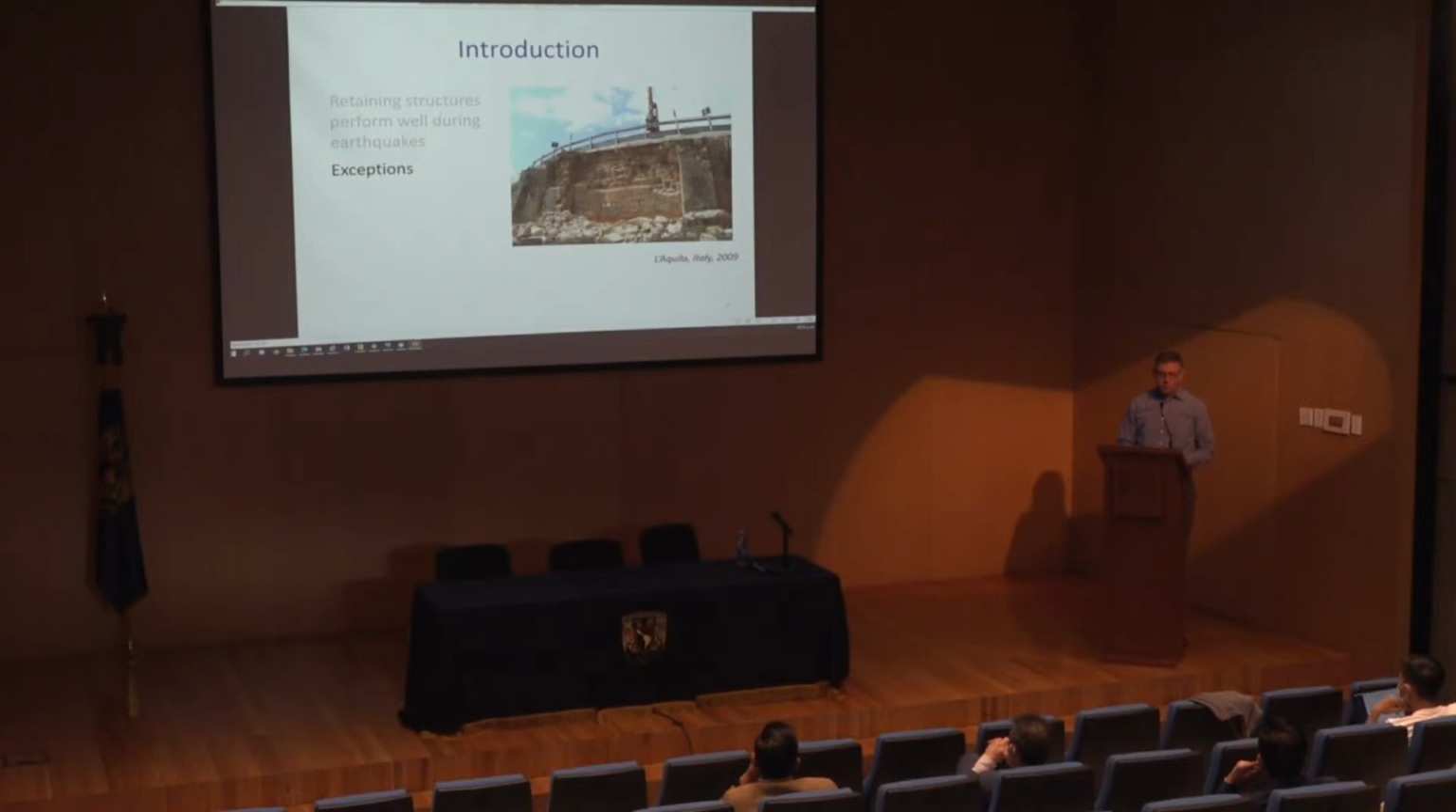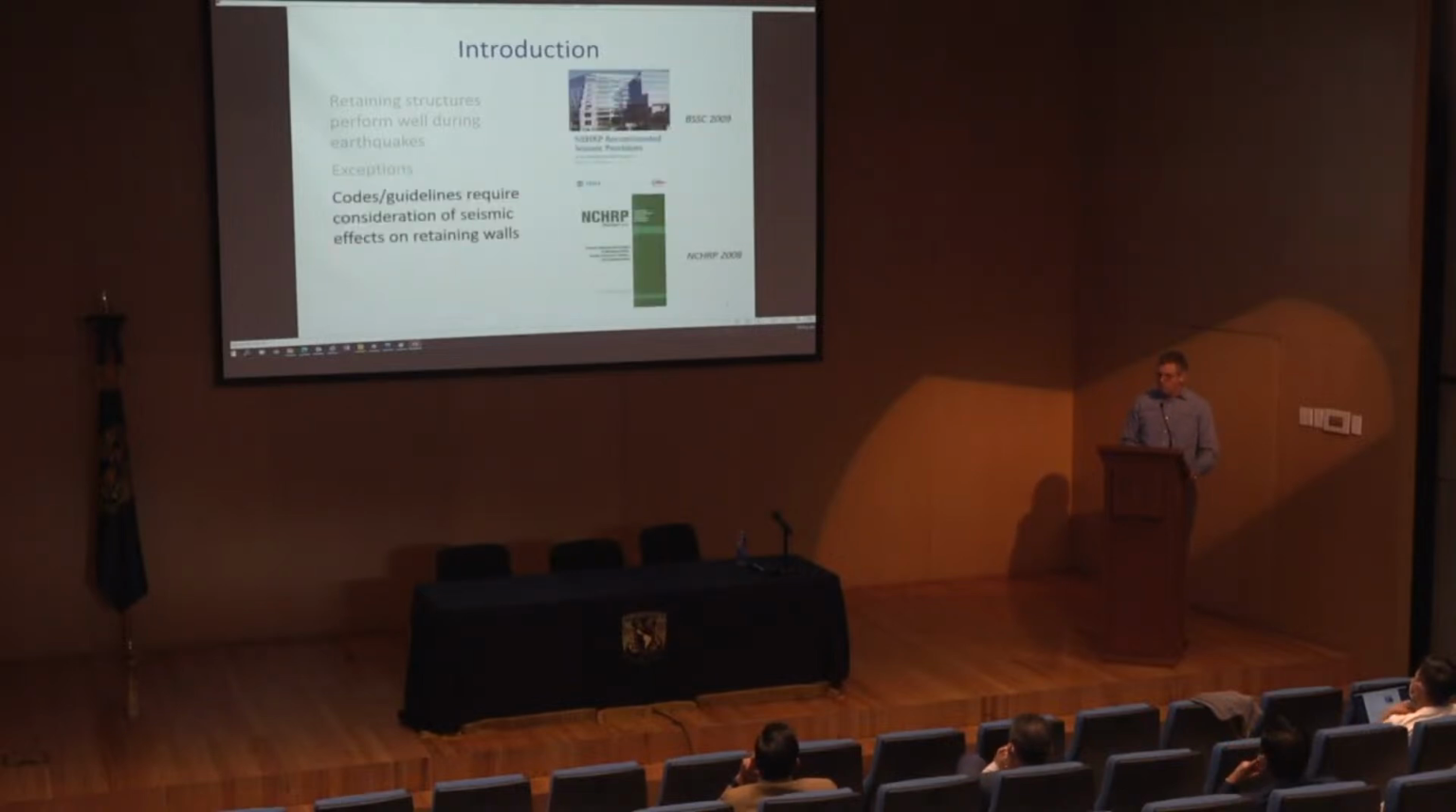Another case where you see failures of retaining walls is unreinforced masonry walls, which literally just topple over if the shaking is strong enough. This is from an old masonry wall in Italy from the 2009 L'Aquila earthquake, and there are many other such examples. So there are these exceptions, but in the overwhelming majority of cases, things do well.